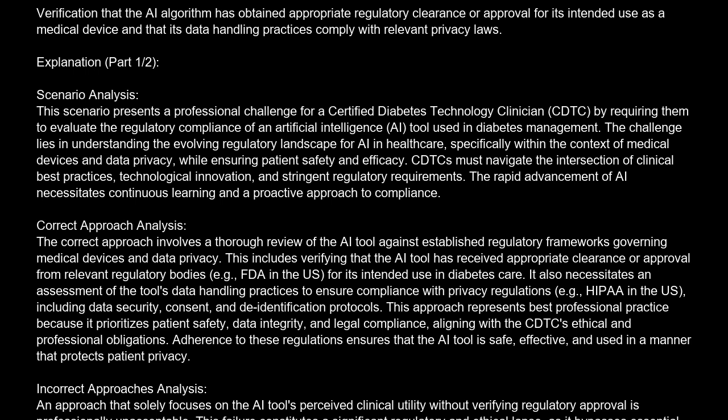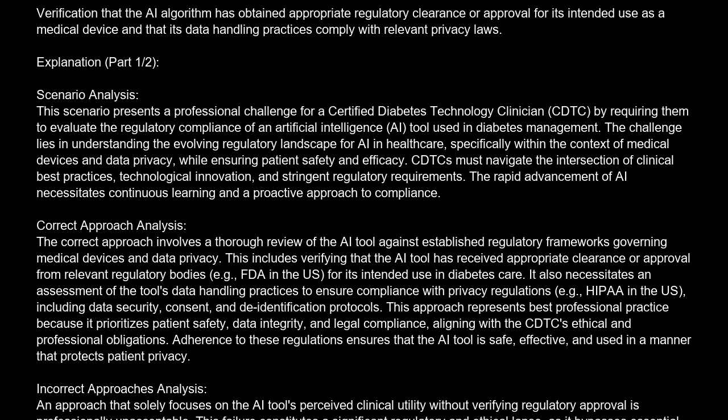This approach represents best professional practice because it prioritizes patient safety, data integrity, and legal compliance, aligning with the CDTC ethical and professional obligations. Adherence to these regulations ensures that the AI tool is safe, effective, and used in a manner that protects patient privacy. Incorrect approaches analysis.